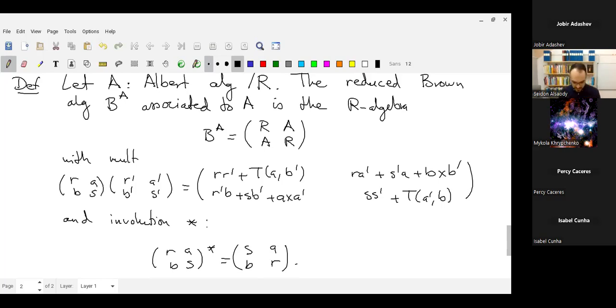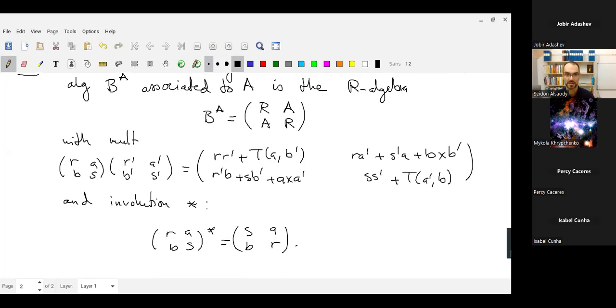And because we want to use algebraic geometry and want to look at things that are locally isomorphic, we give the name Brown algebra to any algebra with involution that becomes locally isomorphic to a reduced Brown algebra, meaning after a faithfully flat extension, it becomes like this.